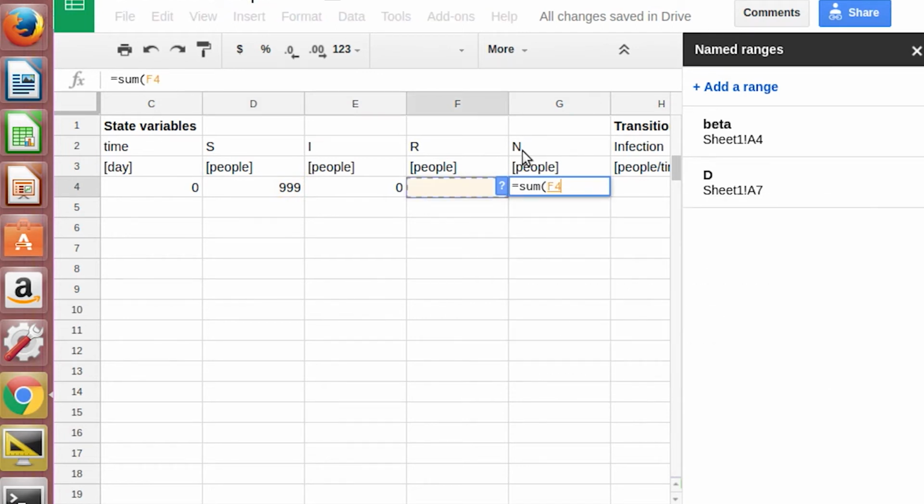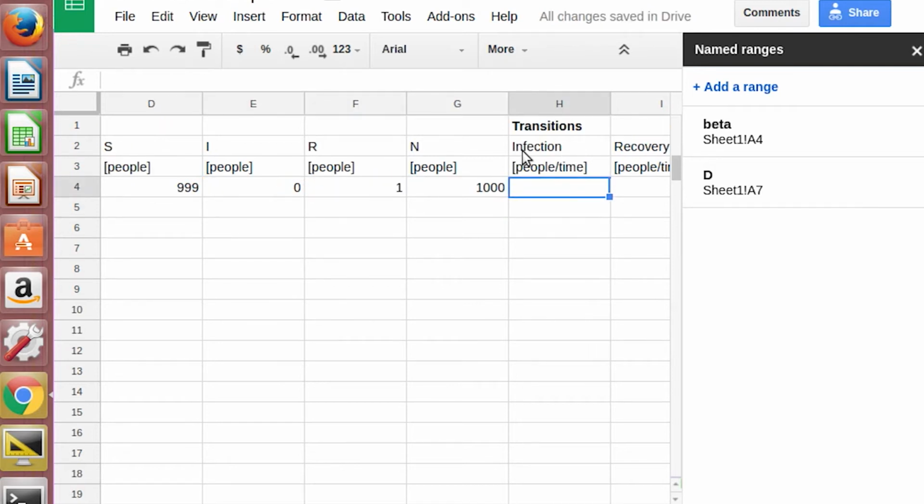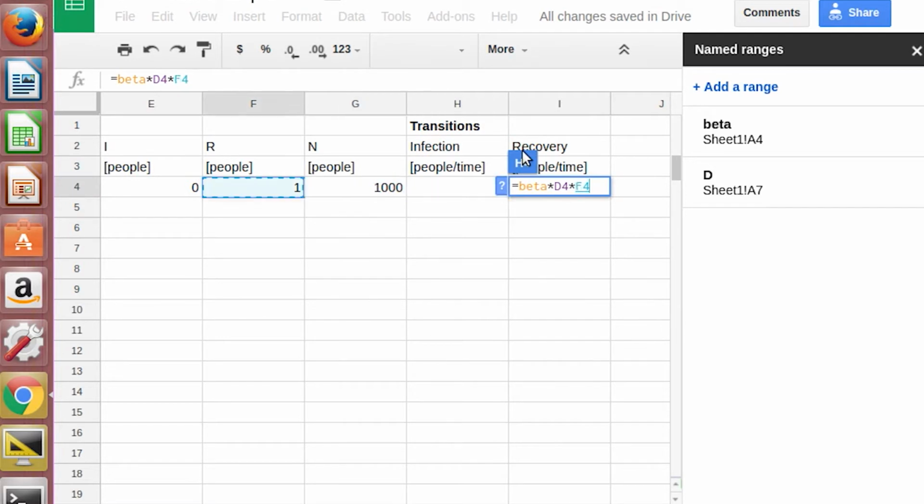Okay, and now I'm prepared to say that this transition equals beta times S times I over N. I feel like I'm happy with that.